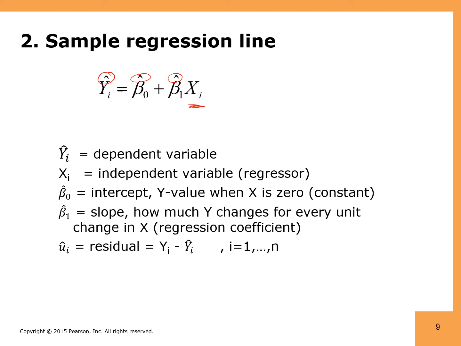Same as the population regression line, y hat i is called the dependent variable, xi is called the independent variable or regressor. Beta hat 0 is an intercept, or the value of y when x is 0, also called a constant. Beta hat 1 is a slope, which is how much y changes for every unit change in x. Beta hat 1 is also called a regression coefficient.